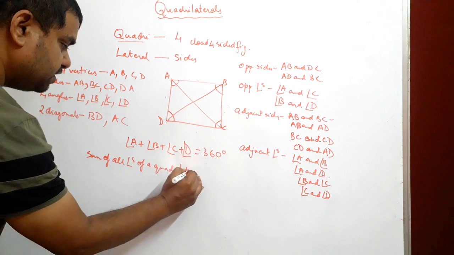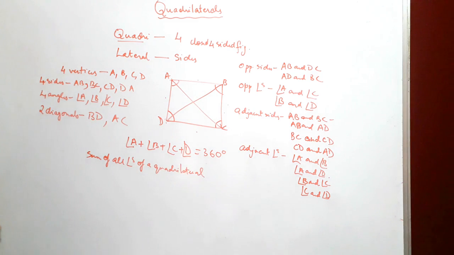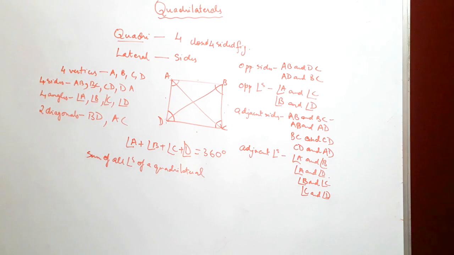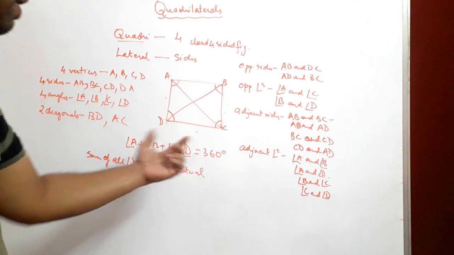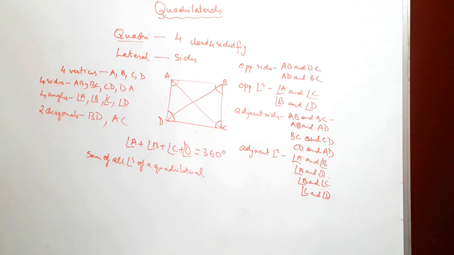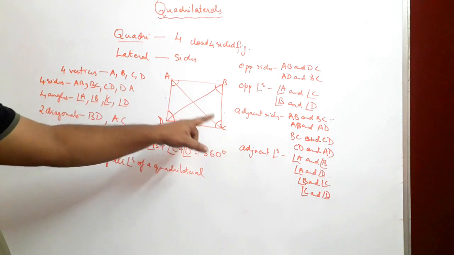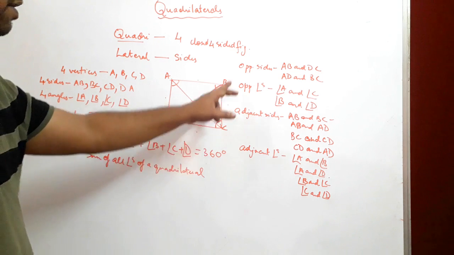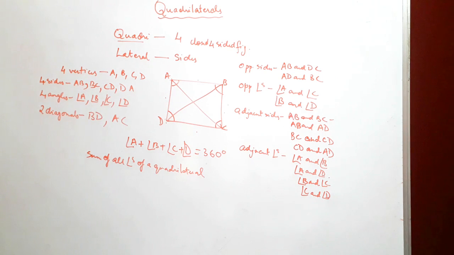Just like how we used to say in the triangles chapter, sum of all angles of a triangle, this is a property of quadrilateral where the sum of all angles of a quadrilateral is equal to 360, wherein in a triangle it was 180 degrees. But you must remember, in a triangle there were only 3 sides, whereas in a quadrilateral we have 1, 2, 3 and 4 sides altogether.